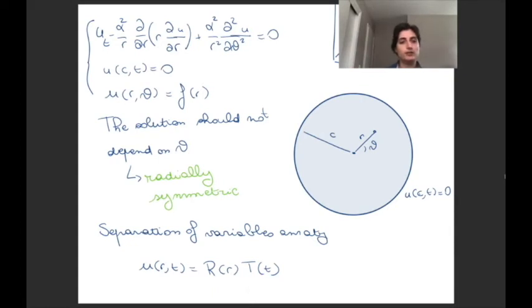You might notice that our boundary condition, our initial condition, and in some senses our PDE itself don't depend on theta. The only place where theta appears is in the second derivative, but it's kind of self-contained. This gives an idea that what we're looking for is radially symmetric, which means that it doesn't depend on theta, it only depends on r.